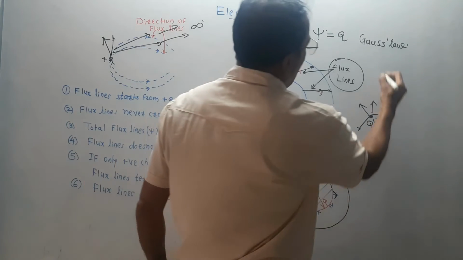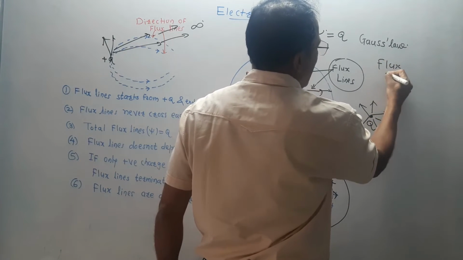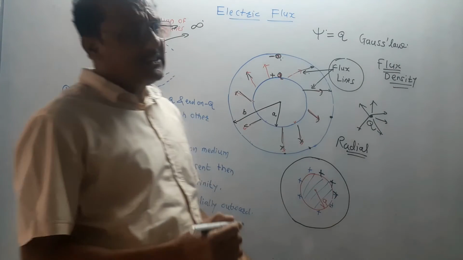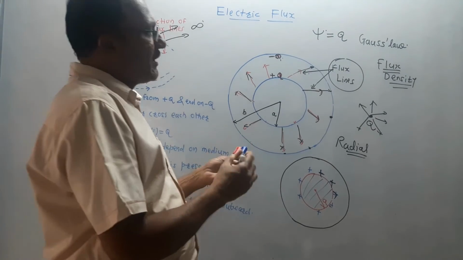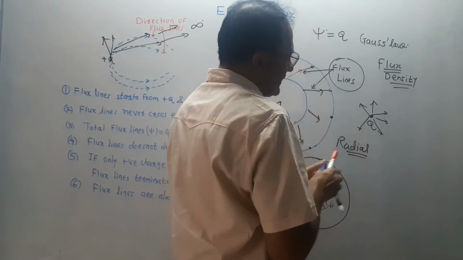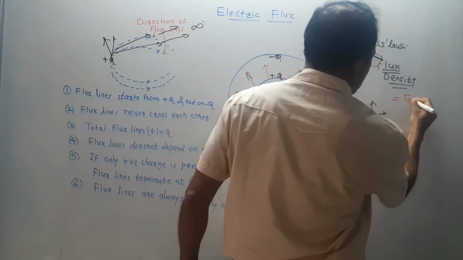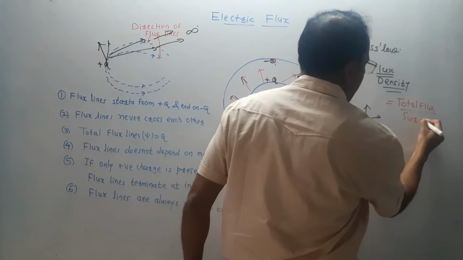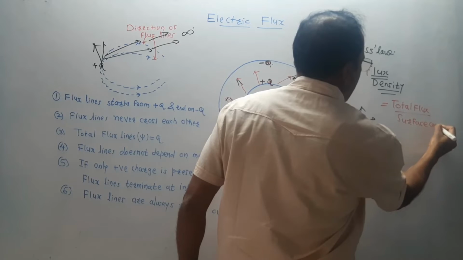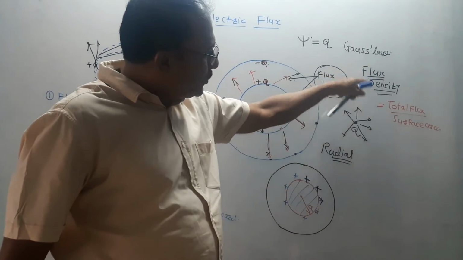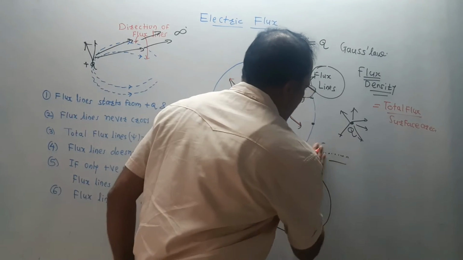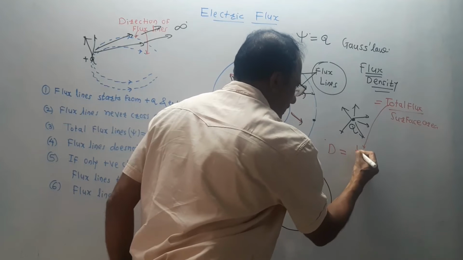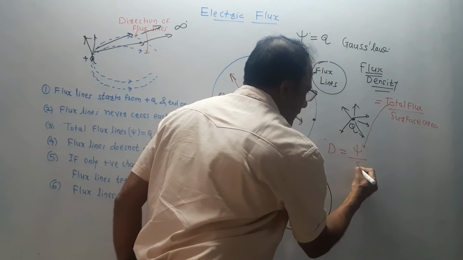Related to this, there is one important term known as flux density. Like any other density, we can easily memorize this definition. How to define it? Flux density is equal to total flux upon surface area. The notation for flux density is D, which is equal to total flux, denoted by psi, upon surface area, denoted by S.